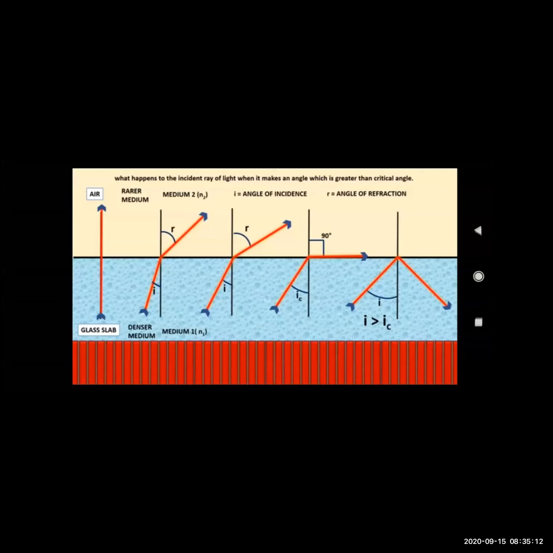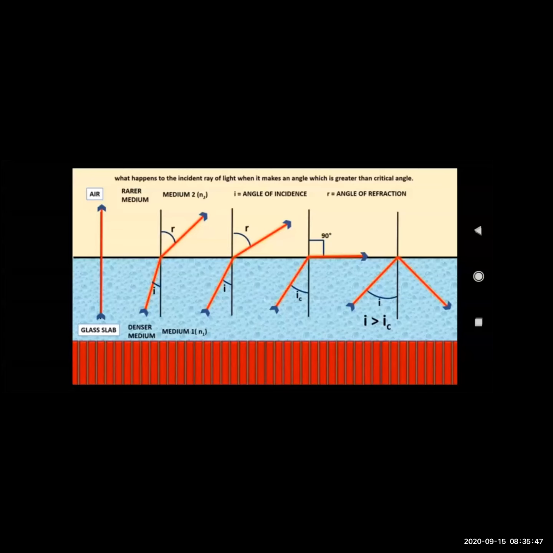In the case of the glass slab, the critical angle is 42 degree. If the angle of incidence is 43 degree, then what happens to the light? It is reflected. So that's why the fifth ray diagram shows the concept of total internal reflection. Here light is reflected internally and completely.